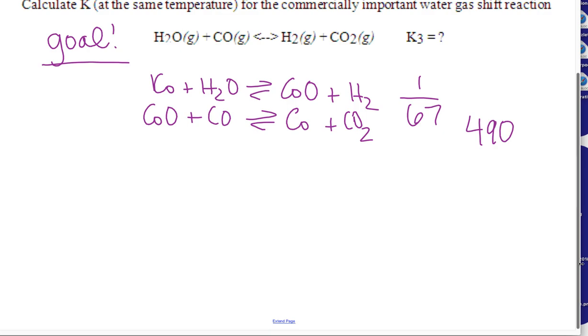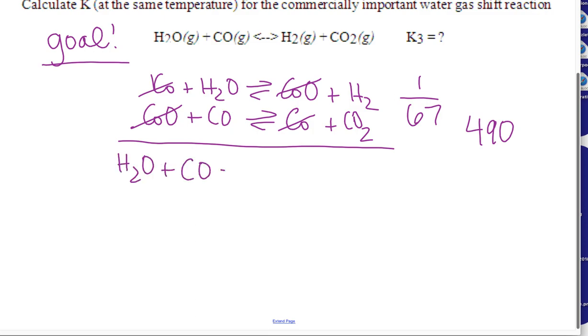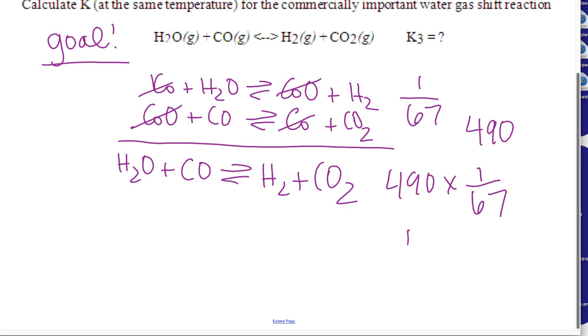So before we can assume adding them up gets us the right answer, let's go ahead and cancel things. I can cancel cobalt 2 oxide. I can cancel cobalt. Does what I have left over match my goal? Yes, it does. Since adding them led to the goal, what do I do with these Ks? Multiply the Ks. So K3 to 2 sig figs is equal to 7.3. Do we get it?